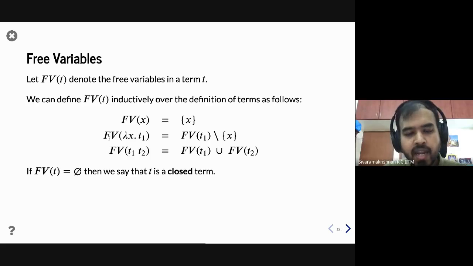And the free variable of an abstraction: what does abstraction do? Abstraction introduces a binder. And t1 might have some bound variables x which refer to this binder. So the way we define free variables of an abstraction is to compute the free variables of t1. That might have x's, but we know that all of those x's are bound by this binder.